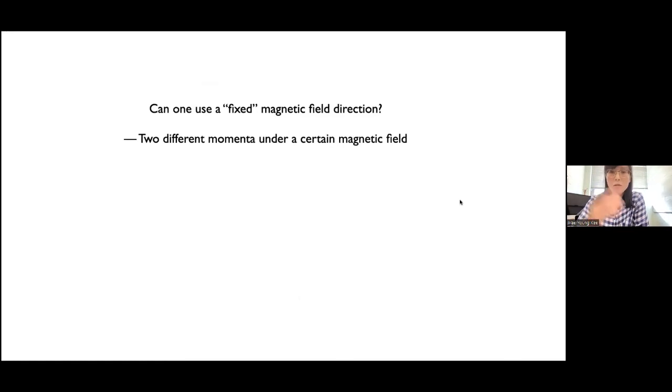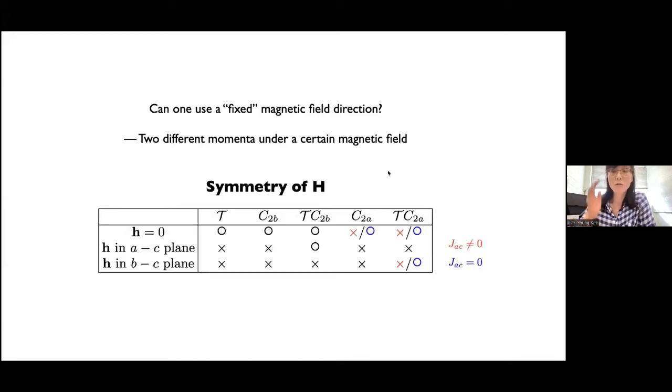Now, I was talking with experimentalists, and they said, well, having two magnetic field directions is such a tough job. Can you use a fixed magnetic field direction and measure this interaction? So we said, okay, yes, we can do so. I'm going to fix the magnetic field direction and use instead two different momenta. So for example, neutron scattering will be the best way to measure this.